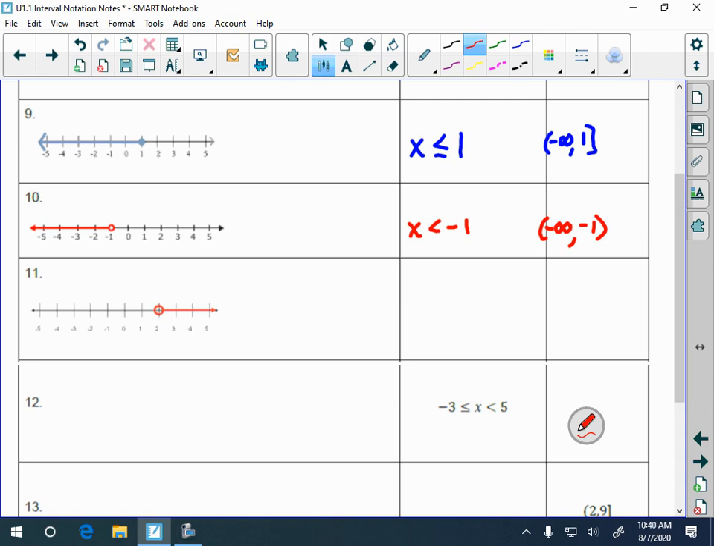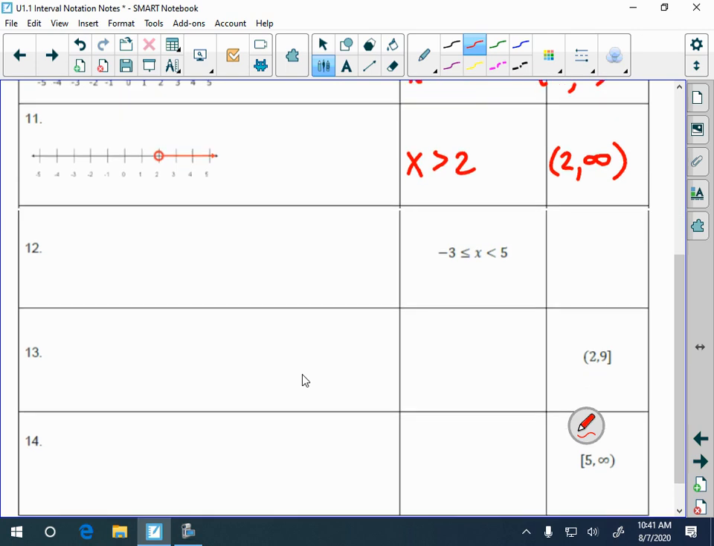Number 11, everything that's shaded to the right of positive 2. So we're going to say x is greater than 2. And then our interval notation, working left to right, we're going to use a parentheses on the positive 2, and then go to positive infinity, and both of them have parentheses.